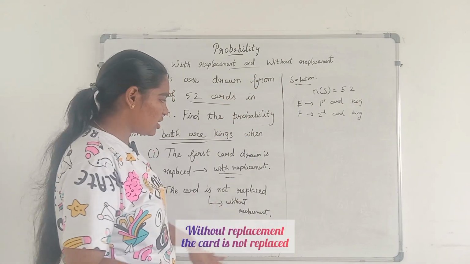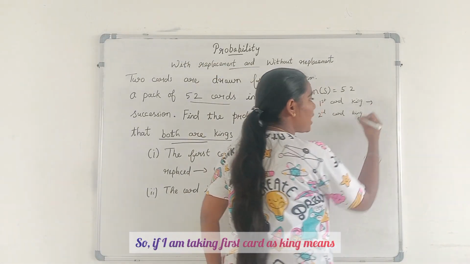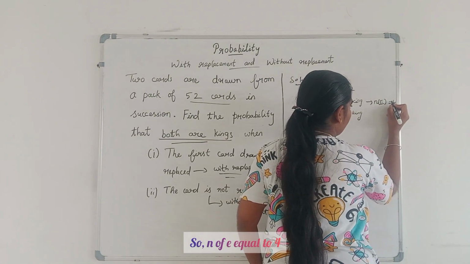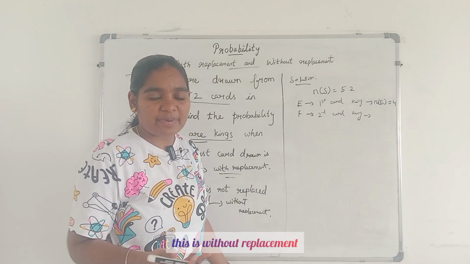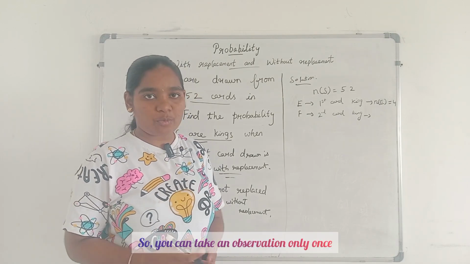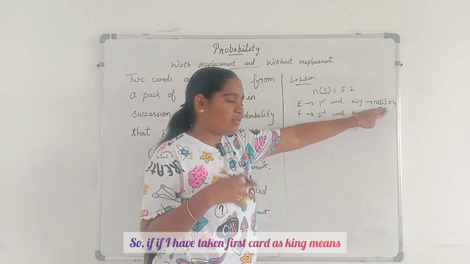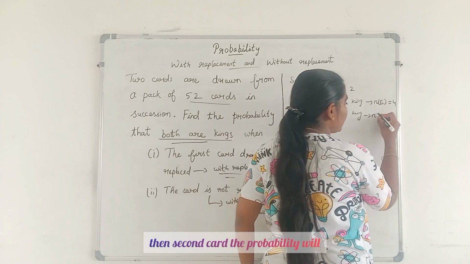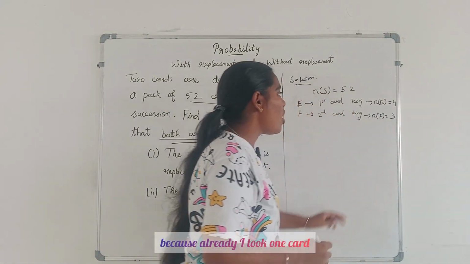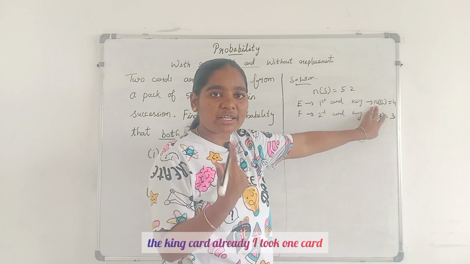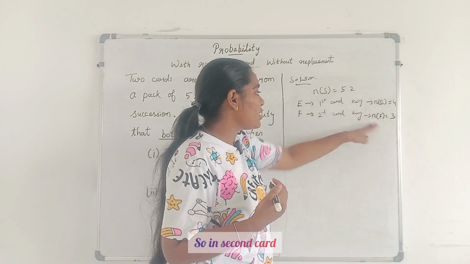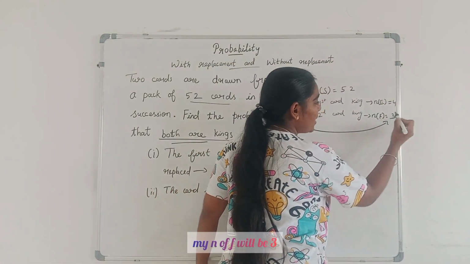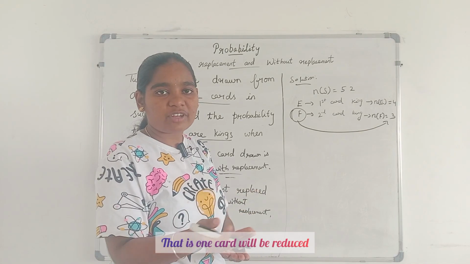Now without replacement, the card is not replaced. So if I take the first card as king, there will be 4 kings, so n(E) equals 4. This is without replacement, so you can take an observation only once. If I have taken the first card as king, then for the second card the count will be 3, because I already took 1 king card. So for the second card, in the event F, n(F) will be 3. That is, one card will be reduced.